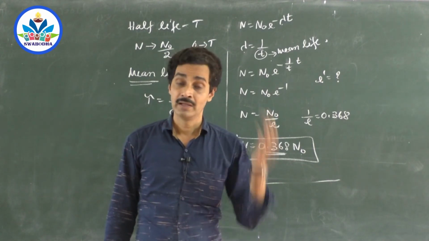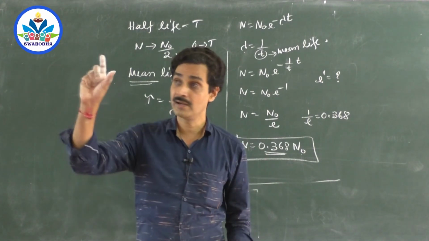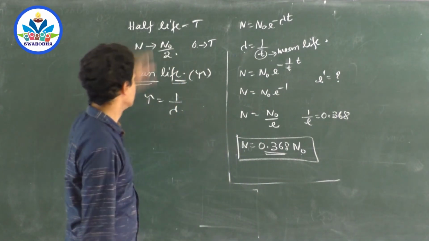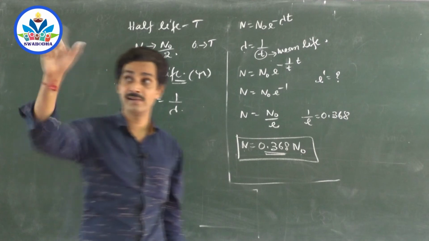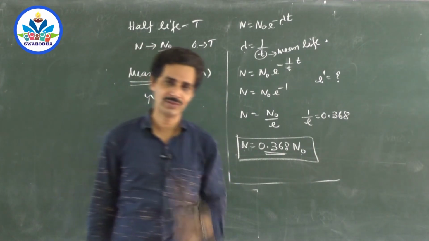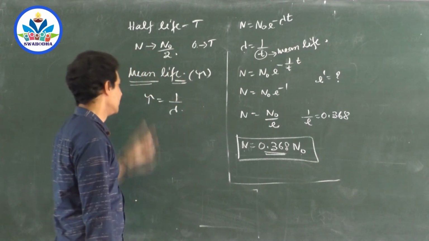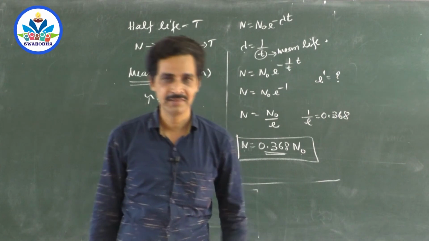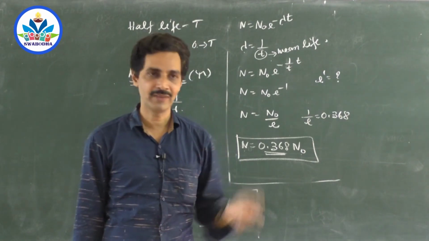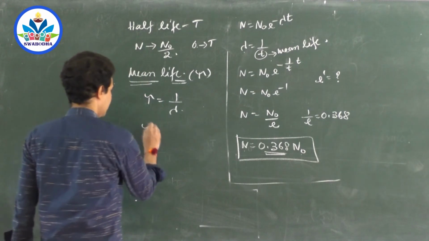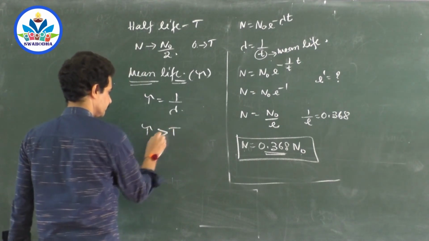What is mean life? The number should reduce from 100% to 36.8%. What is half-life? The number should reduce from 100% to 50%. Am I right? Now, I will ask you a simple question. Which is greater? Mean life is greater or half-life is greater? Think of which is greater. I will write an equation. Tell me whether this is correct.